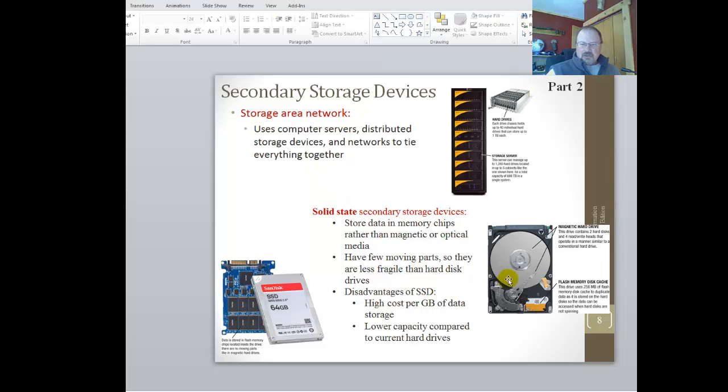Also, for secondary storage, we have this picture. It talks about solid state drives as well. Storage area networks use computer servers, distributed storage devices, and networks to tie everything together. Basically, you have a network device out there on your network with a lot of hard drives in it, and you connect your computer to it over the network and save everything out there. And this is kind of what an SSD, solid state drive, looks like. In comparison, a lot of chips, no moving parts.